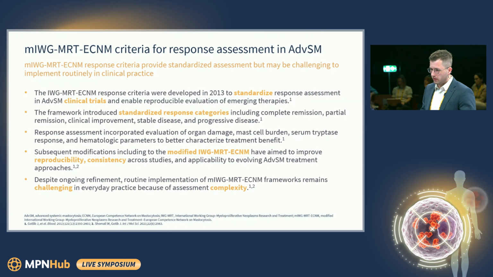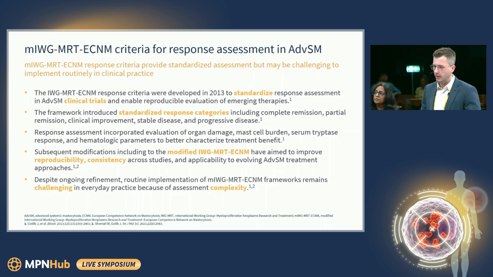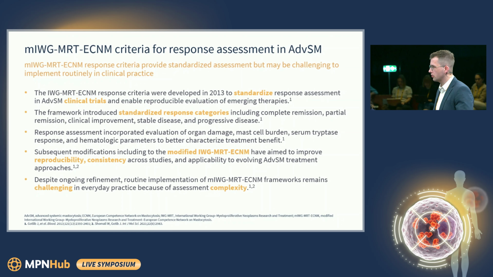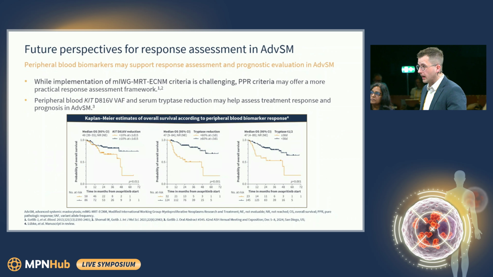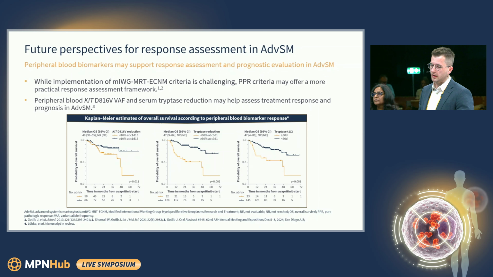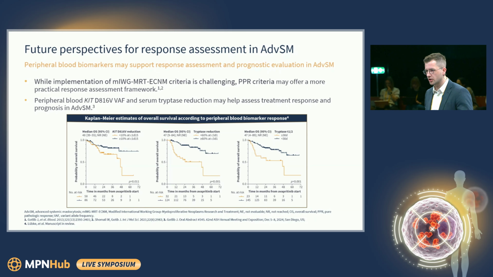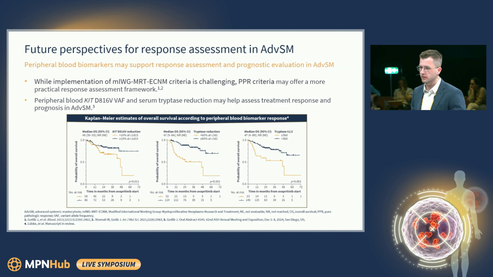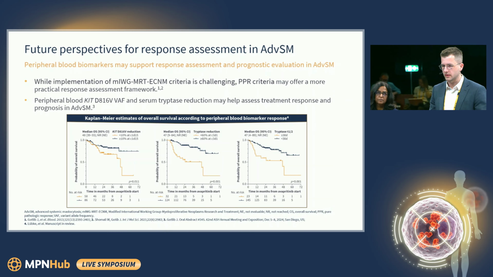For the real world, for routine practice, those criteria will be very challenging to quickly implement in the daily clinical routine. So we need more practical, complementary assessments. And we can use the PPR criteria for this. This was also work done by Jason Gotlib. And these PPR criteria really focus on tryptase levels, on bone marrow mast cell burden, on hematologic parameters, and KIT D816V. And these are way easier to implement in the daily clinical routine and also associated with prognosis.